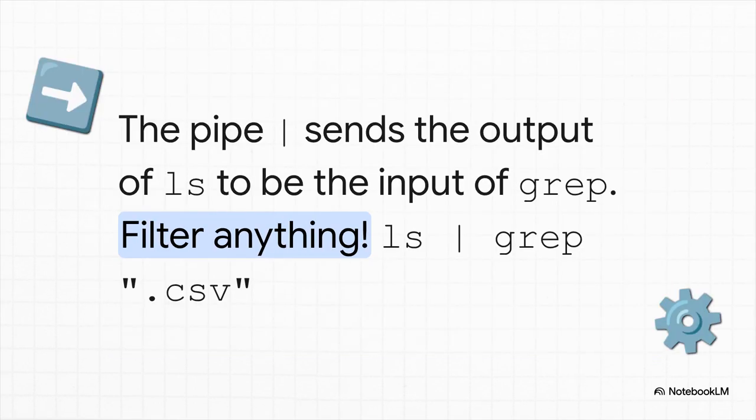That's the pipe. What it does is it takes the output of the command on the left, in this case ls, which lists all your files, and it pipes that output to become the input for the command on the right. So think about that. This command isn't searching inside a file, it's filtering the list of files itself, only showing us the ones that end in .csv. You can filter the output of any command this way.